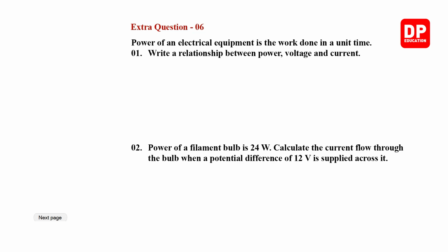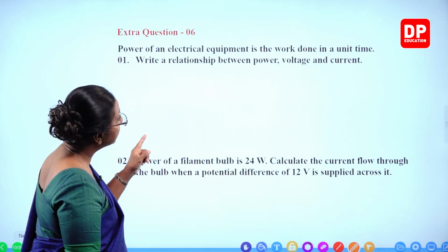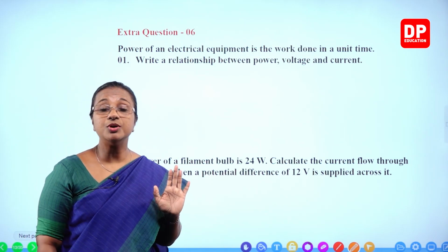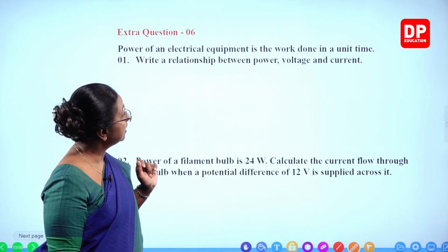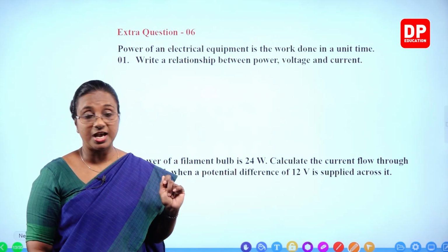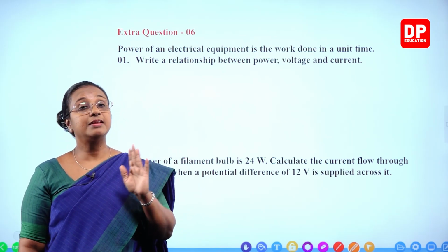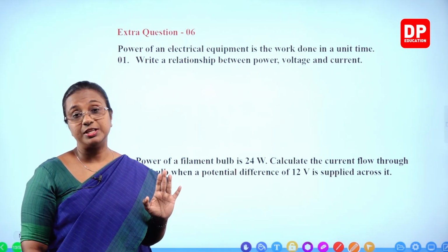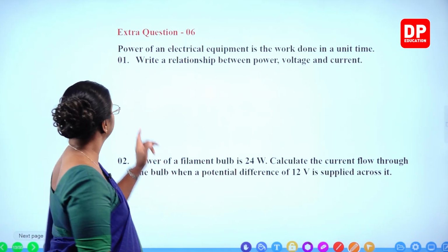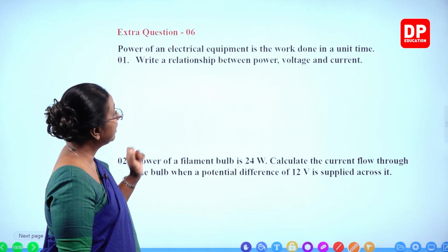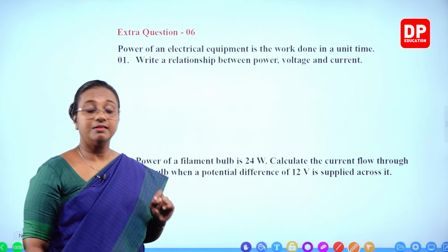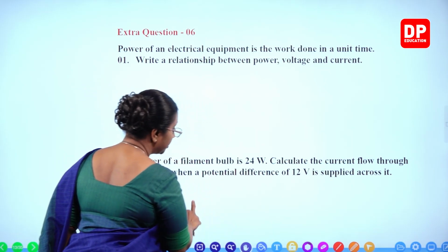Extra question 6. Power of an electrical equipment is the work done in a unit time. So that is what we have defined power as. Power is the work done in a unit time. Or else electrical energy consumed in a unit time is also power. Then the first one, write a relationship between power, voltage and current. So what is the relationship?